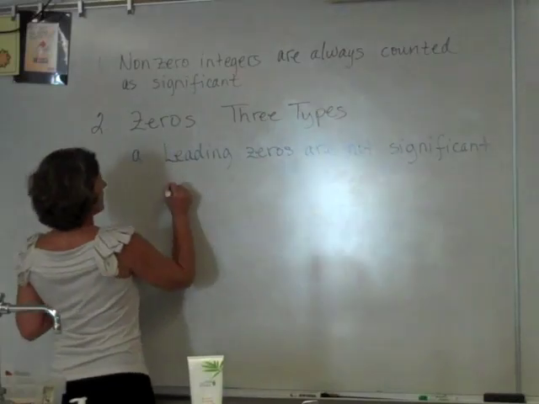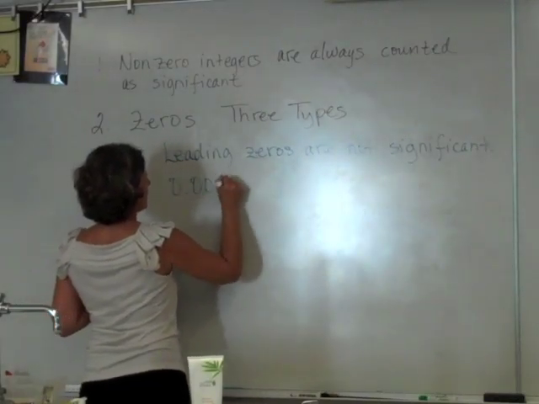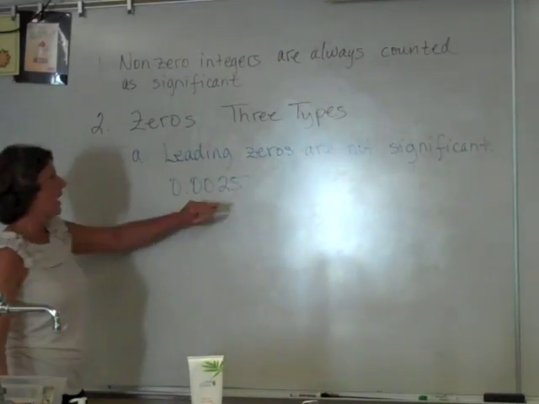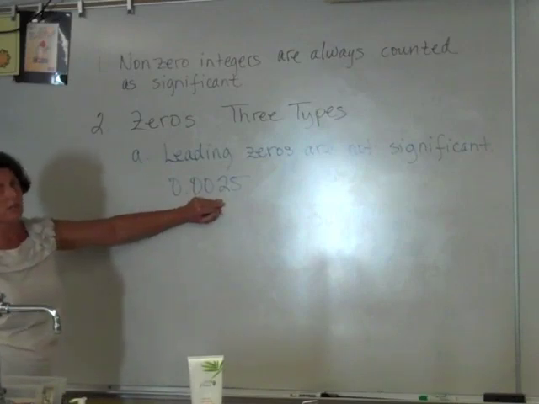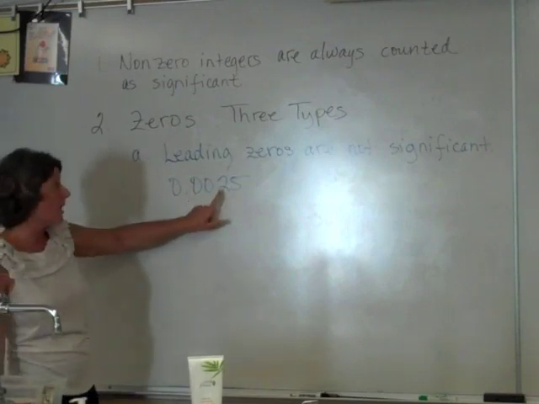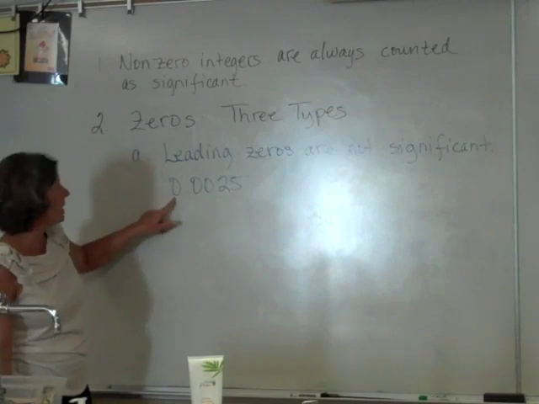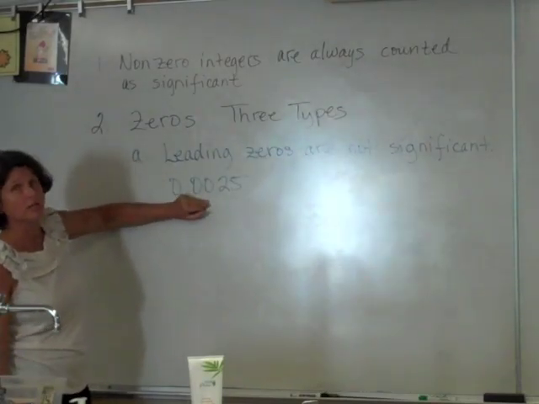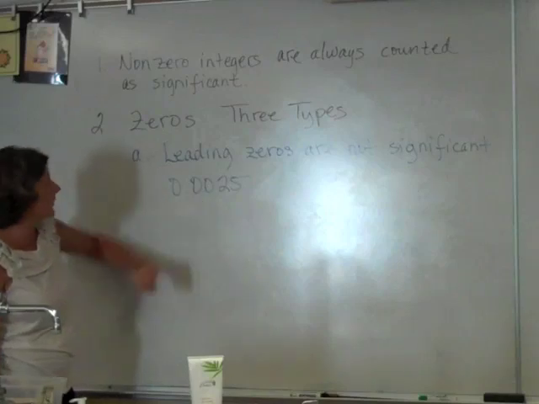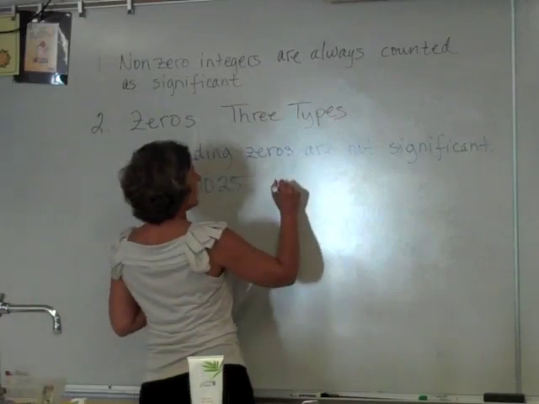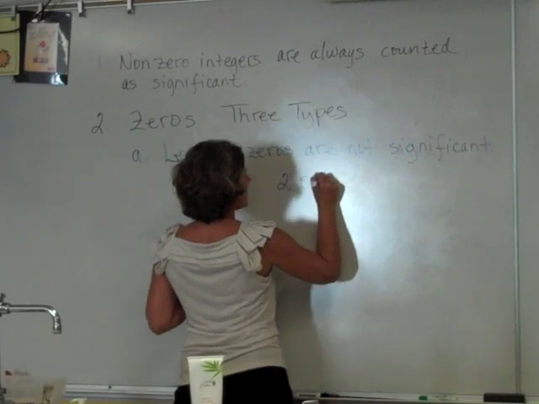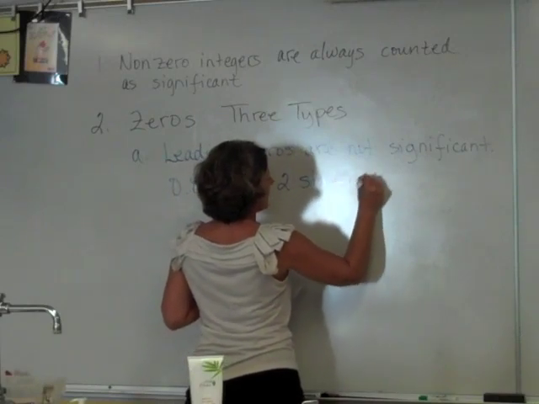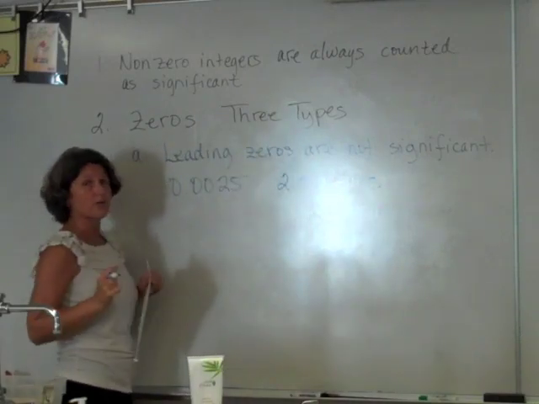So, for instance, 0.00225. How many significant figures does this have? It's only got 2, because these zeros are leading zeros. They are in the front. They're placeholders. That's all they are. So this number right here has 2 sig figs. It's the non-zero integers.